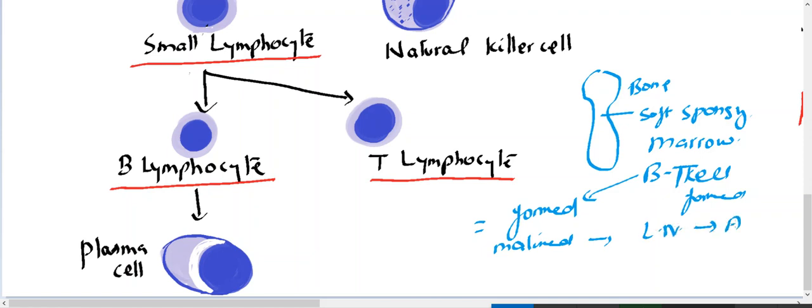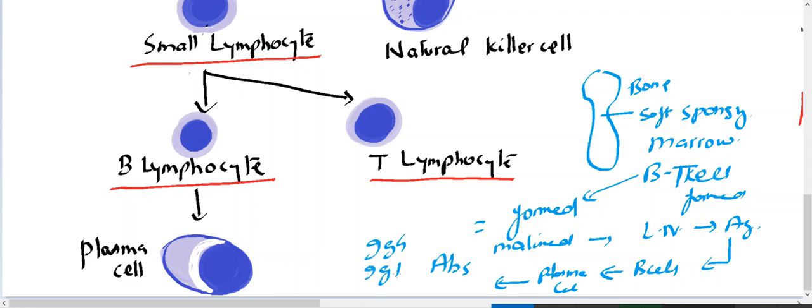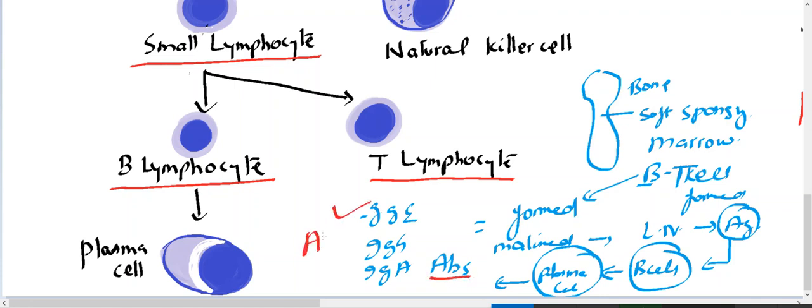When they come in contact with the antigen, the B cells will stimulate the plasma cells to produce antibodies like IgG, IgA, IgE. Okay, so it's very important that when a B cell comes in contact with the antigen, it will form plasma cells, and plasma cells will ultimately produce the antibodies. You can remember with a mnemonic, A-G-E.